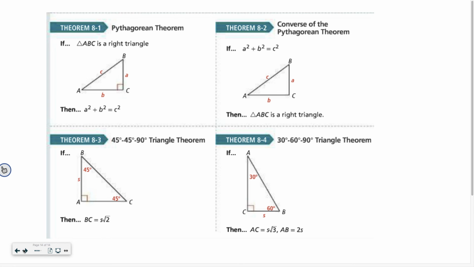The first two up top talk about the Pythagorean Theorem and the converse. So if you already know it's a right triangle, use the Pythagorean Theorem. If you want to know whether it's a right triangle, again, use the Pythagorean Theorem, and if they equal each other, then it is indeed a right triangle. Then you have your 45, 45, 90 triangles and your 30, 60, 90 triangles as well. So make sure you screenshot all of those formulas, and you need to memorize them, okay? I will not give those to you on a test.